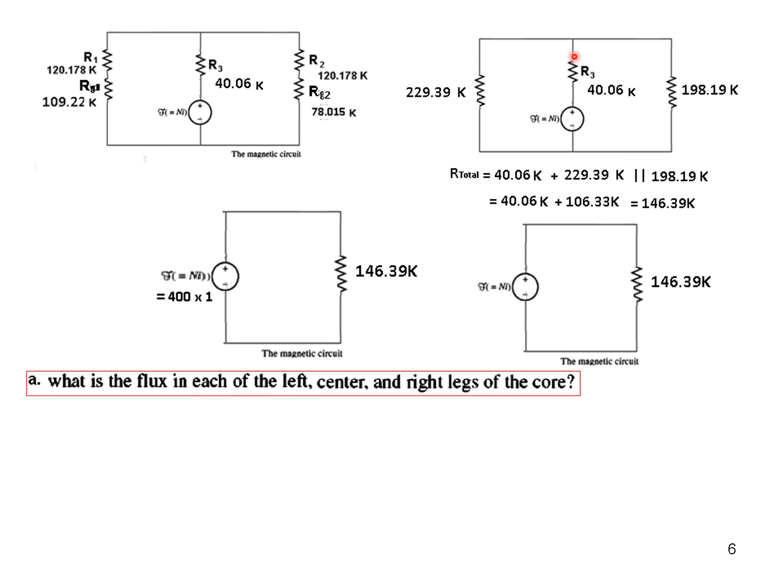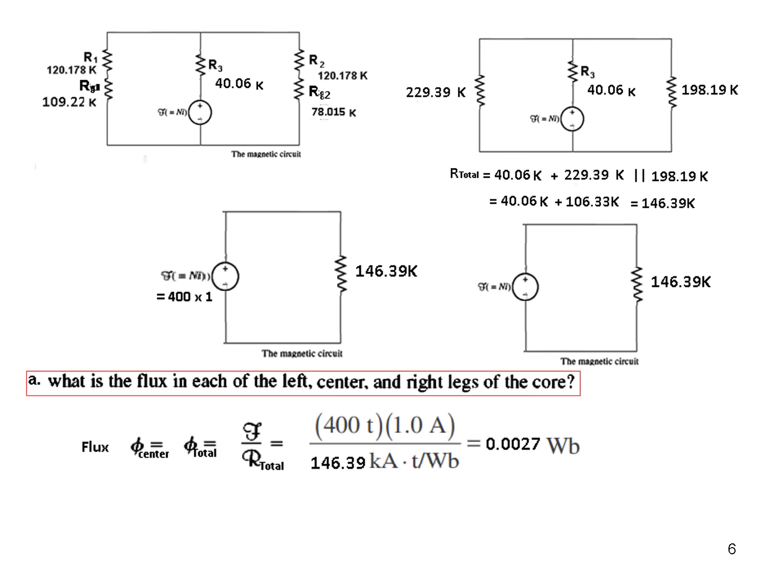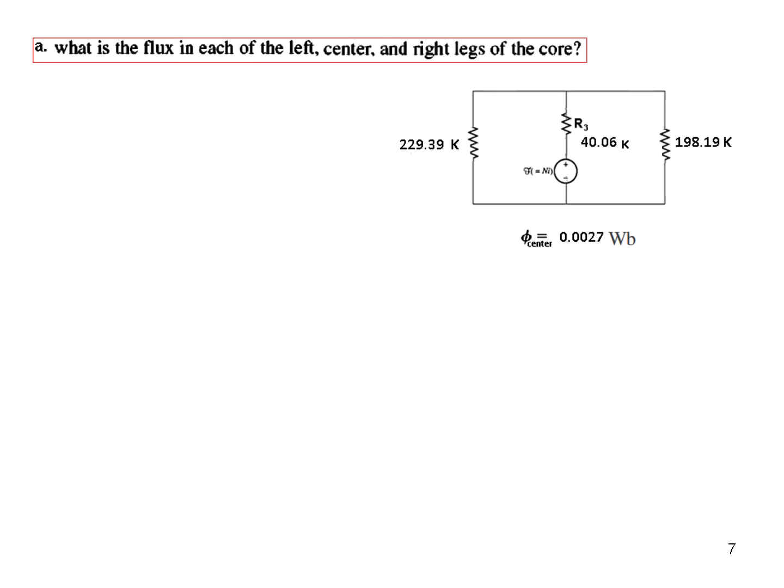So the center arm will have the same current, or same flux, as the total flux. If I assume it to be current, then this current is dividing into two parts, so this is the total current. So this is also the total flux. So phi center is equal to phi total, which is equal to MMF divided by R total, and this is the flux in the center.